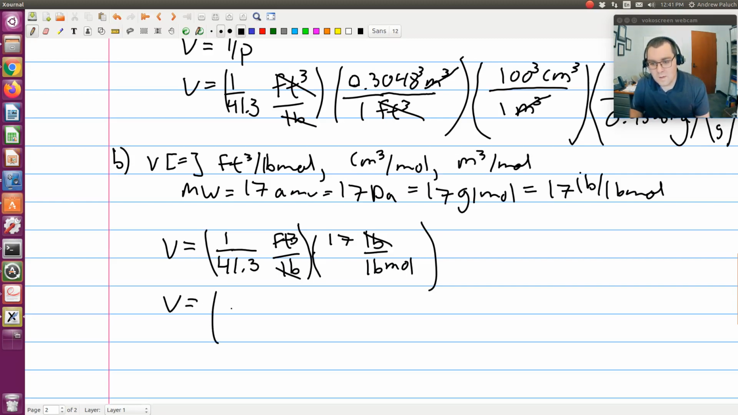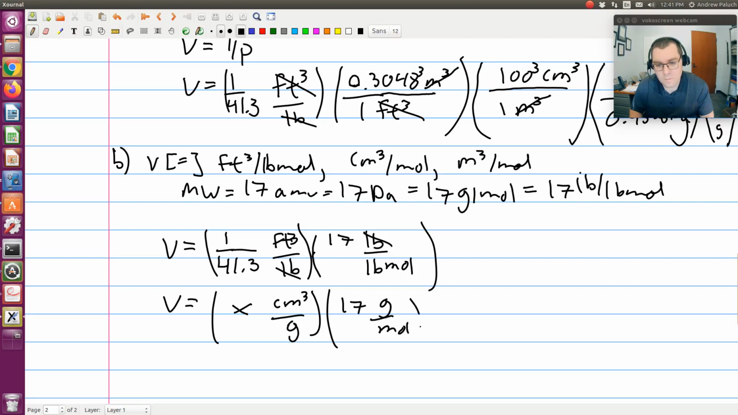So let's imagine that we had calculated my specific volume, and I'll write this as an X, in centimeters cubed per gram, and I wanted centimeters cubed per mole. Again, I would just multiply by my molecular weight, 17 grams per mole. Grams would cancel, and I'd be left with centimeters cubed per mole. And then the last one you're asked for is meters cubed per mole.